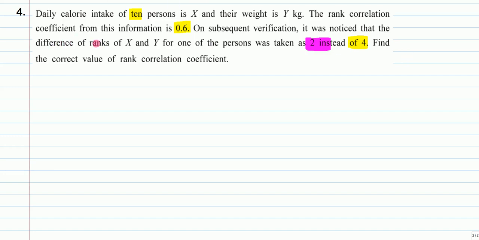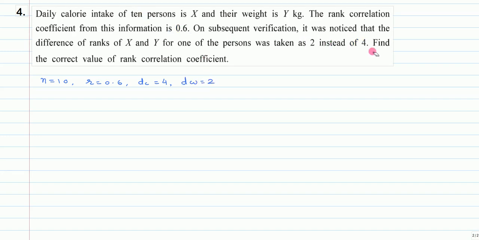Find the correct value of the rank correlation coefficient. So first, in the solution, n is given by 10, n is equal to 10, R is equal to 0.6. The correct value of D is 4 and the wrong value of D is 2.